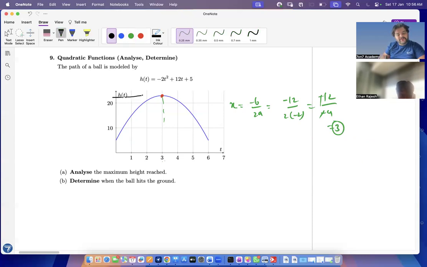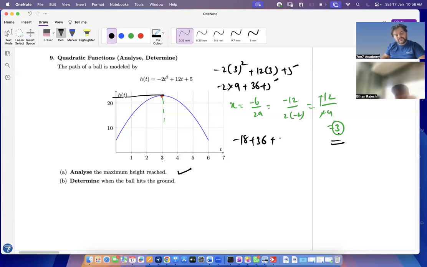To get the corresponding y value, you need not change into completing square, since this format is given to you; they didn't ask us to change into completing square. All we have to do is put this x value into the original. So minus 2 times 3 squared plus 12 times 3 plus 5: minus 2 into 9 plus 36 plus 5. So minus 18 plus 36 plus 5. Okay, minus 18 plus 41.